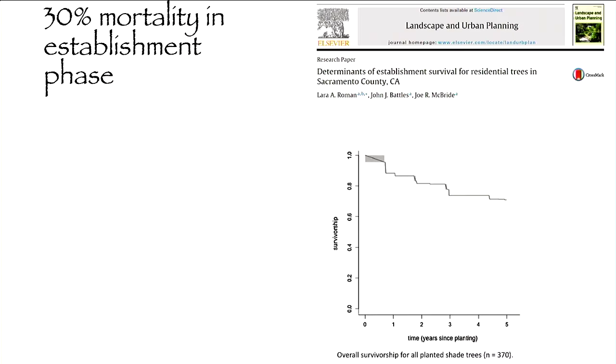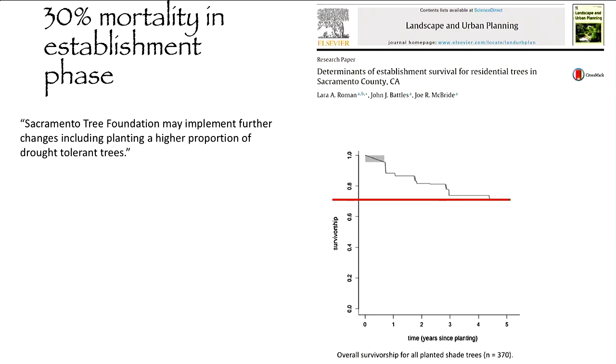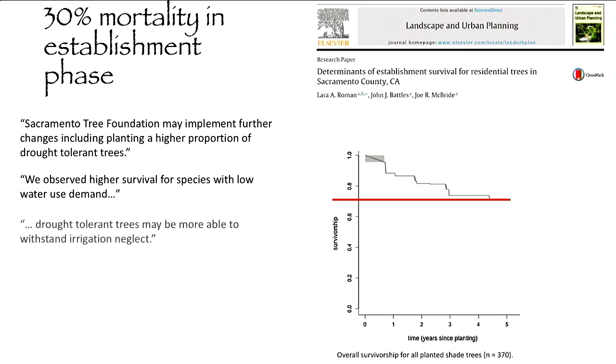And I just picked out a few quotes from the discussion, and I didn't really have to look very hard, and there's a clear theme. Actually, what happened was over the 5 years, there was about a 30% loss of trees. And they said the foundation may implement further changes, including planting a higher proportion of drought-tolerant trees. They were the ones that were surviving. We observed high survival species with low water use demand. Well, that's pretty much the same thing expressed in a different way.